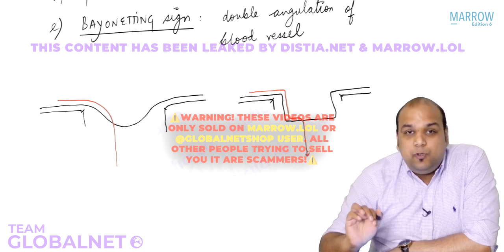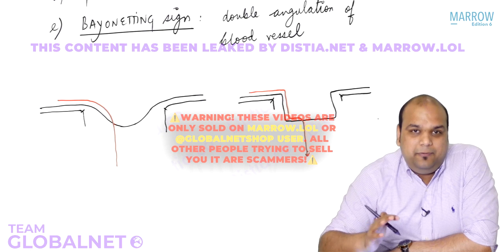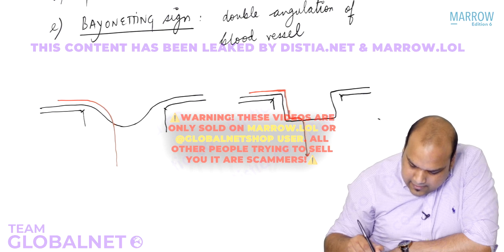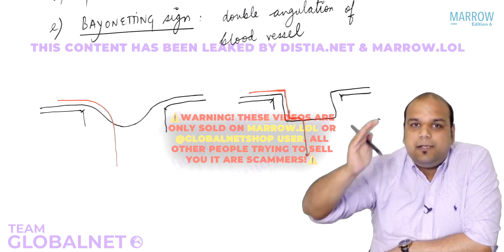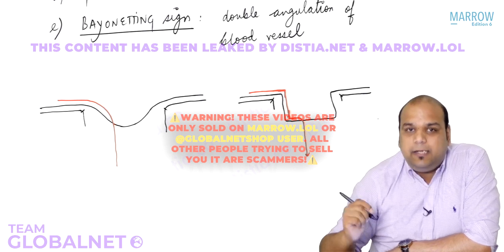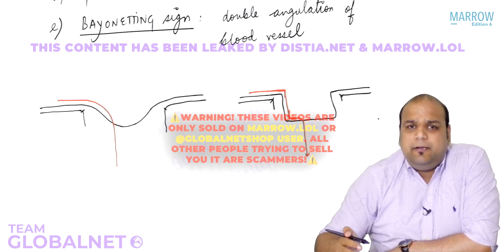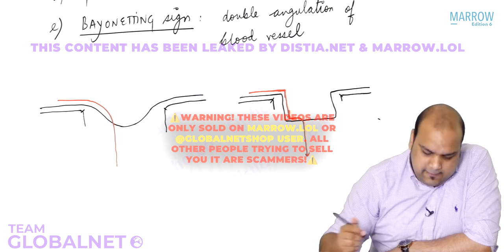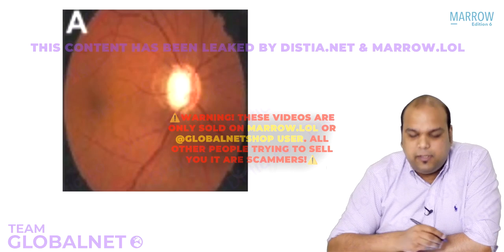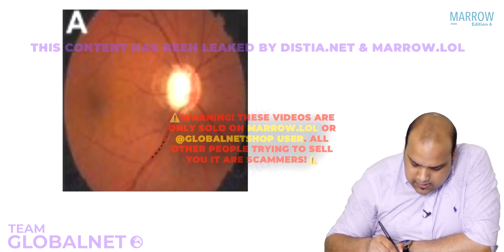Okay? So due to a large, deep cup with straight walls, now my blood vessel will be seen to have two angles. First angle, second angle. Rather than a normal straight sloping vessel, I have a double angulated blood vessel. And this angulated vessel is the bayonetting sign. Let's see the image, everybody. Let's see this image. Now, once you've been able to understand it, I hope you are able to see it.